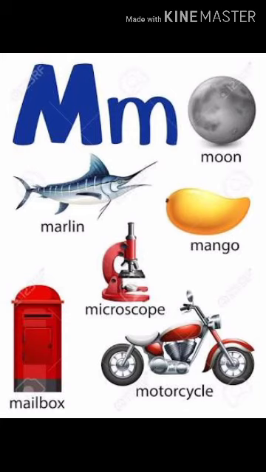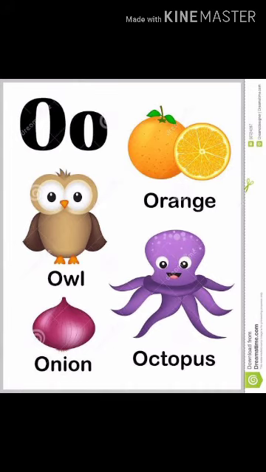Orange, owl, octopus, onion. Related to the letter O. They start from letter O. Orange gives us vitamin C. So students, eat an orange.